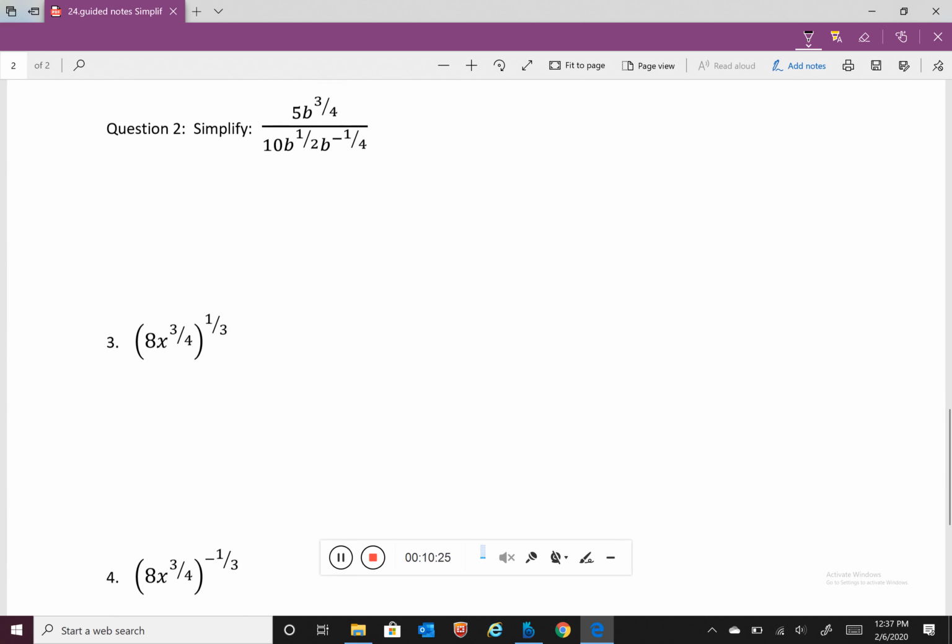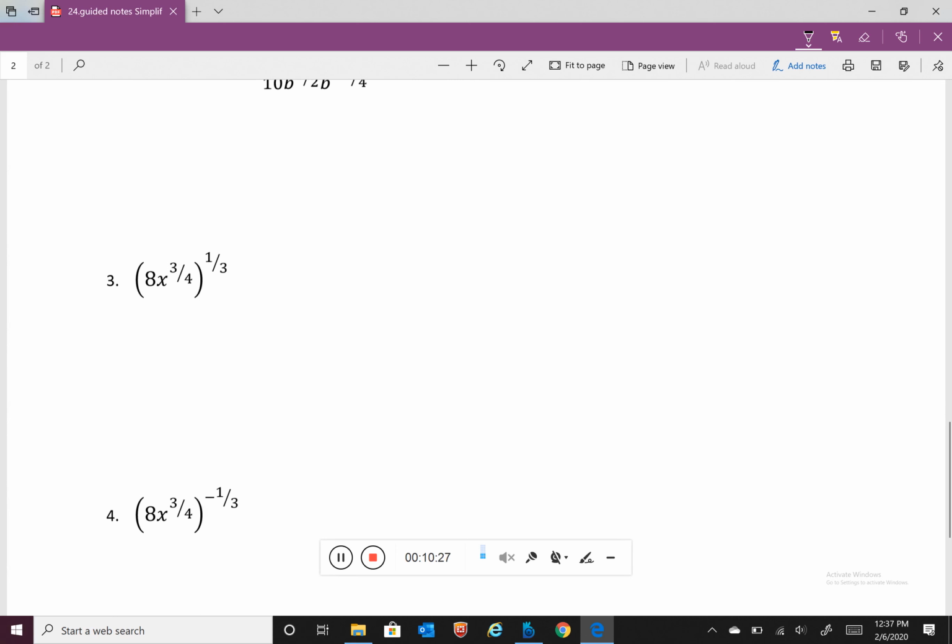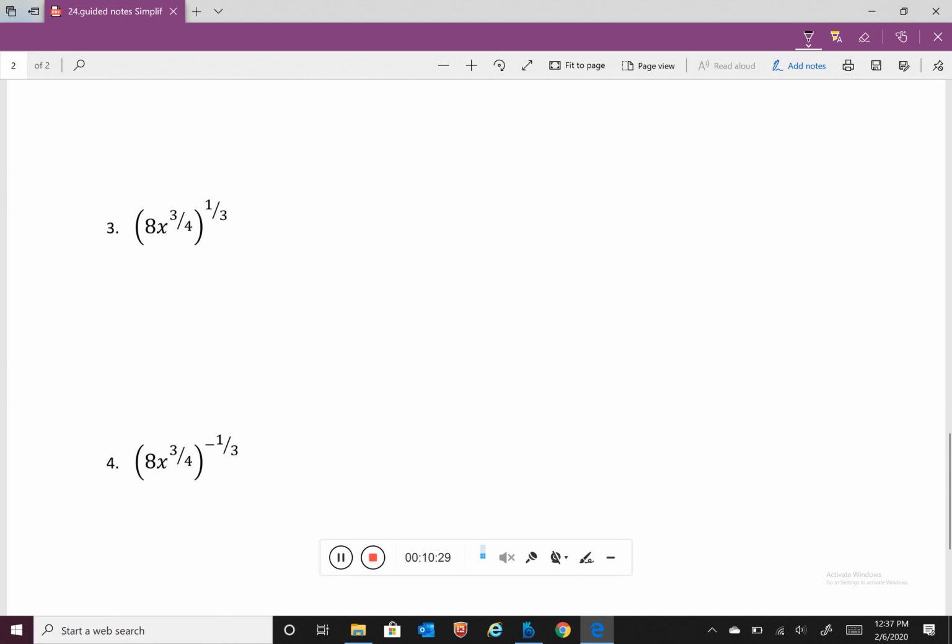And we have two more examples that are very similar to each other. So I just want us to take a moment and see. Inside our parentheses, we have 8 times x to the 3/4 for both example numbers 3 and 4. Now for example number 3, our outside exponent is 1/3, whereas for number 4, our outside exponent is negative 1/3. So we're going to have to deal with that negative. Let's tackle problem number 3 first.